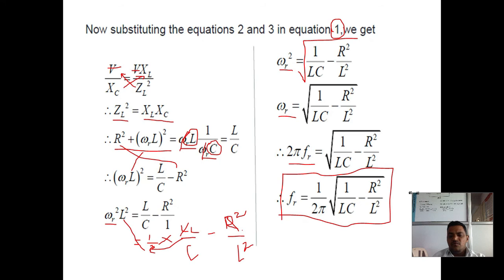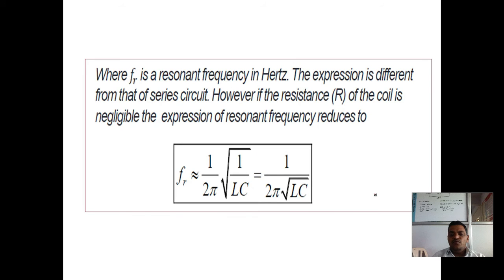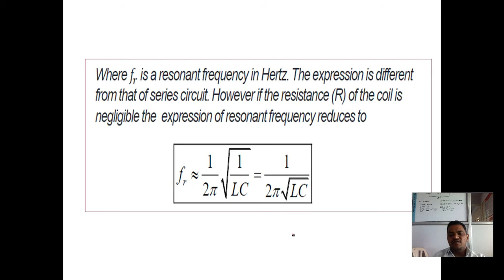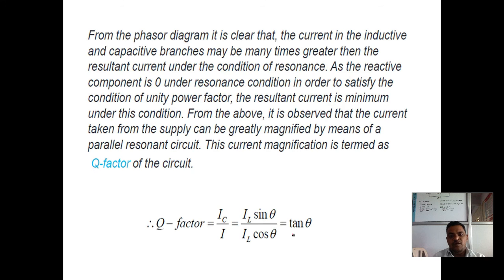reduces to, means basically here this R square is negligible, so R square is equal to 0. And once R square is equal to 0, this whole term is 0. That's why here the resonant frequency reduces to 1 upon 2 pi square root of LC. In this way, we have found the resonant frequency in the parallel resonance circuit.